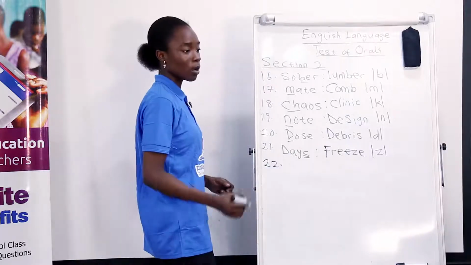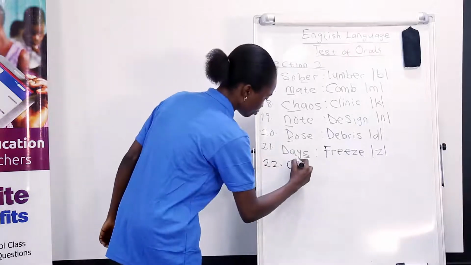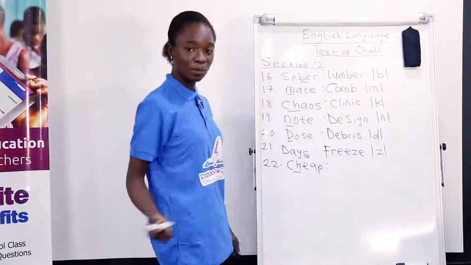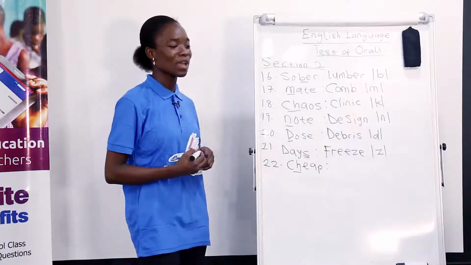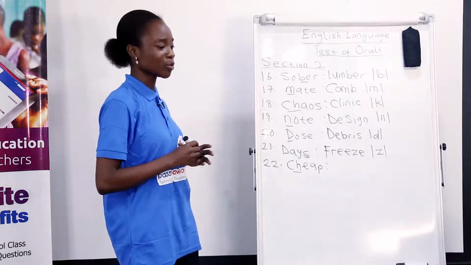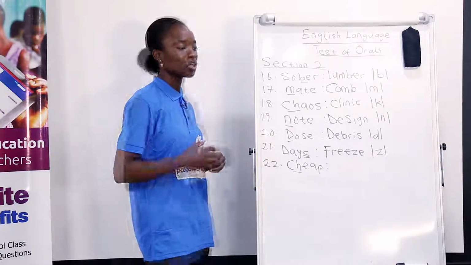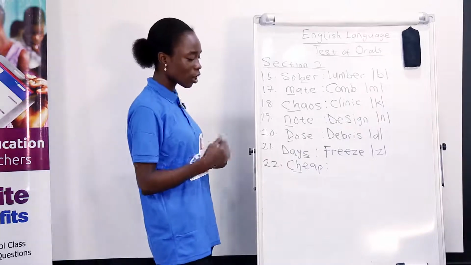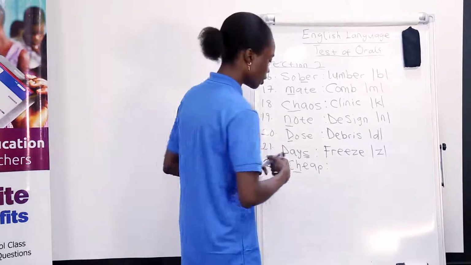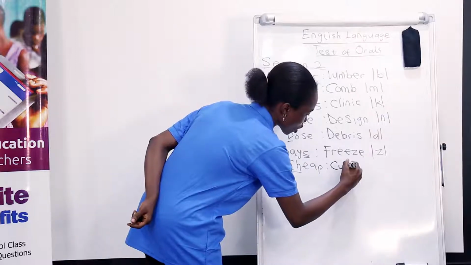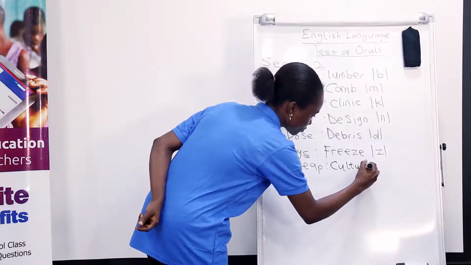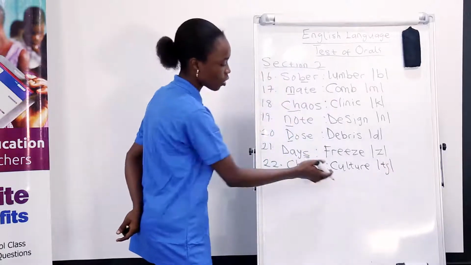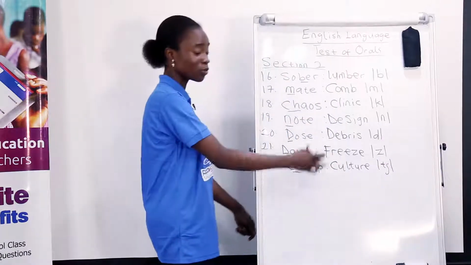Number 22, cheap. Option A, we have juggle. Option B, we have sober. Option C, we have sachet. And option D, we have culture. So the correct answer is culture, with the ch sound. Cheap. Culture. The C is pronounced as ch.